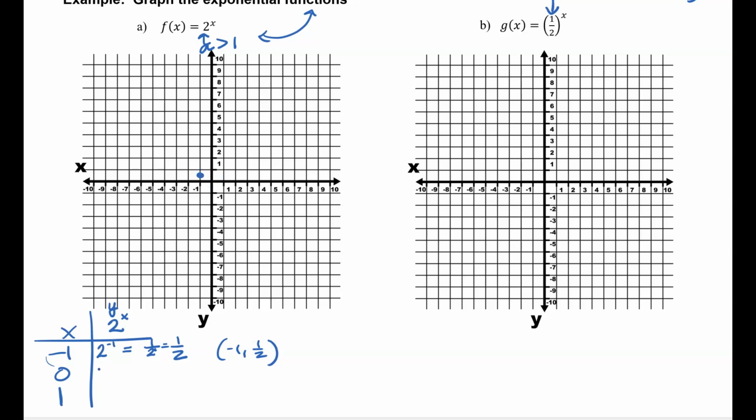Now I'm going to plug in 0. So 2 to the 0. Anything to the 0 power is 1. And again, you could use a calculator for this if you're not familiar with raising numbers to a 0 power. Just use a calculator to check your work. So 0, 1 is a point. And then if we plug in 1, 2 to the first power is 2. So we get the point 1, 2.